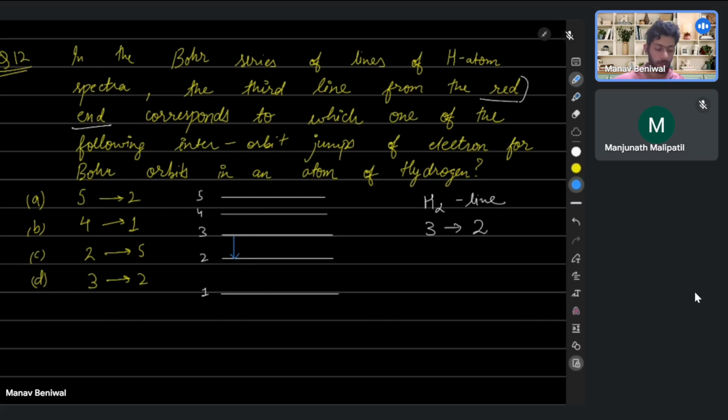So this is the first one. What will be the second one? The second one will be this one. This is your second one. And then what will be our third one? The third one is this one. So this is our answer. This is the one which we need. So what is the transition? The transition is from 5 to 2. So the correct answer is A.